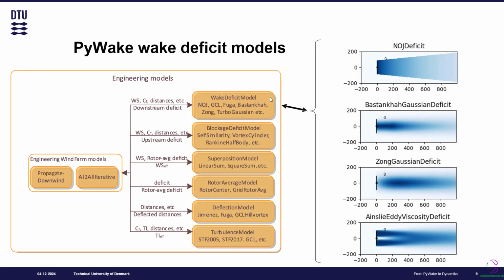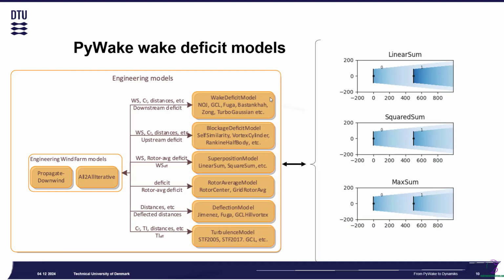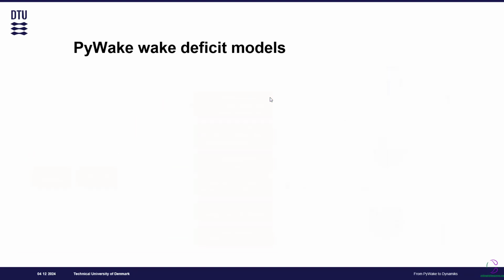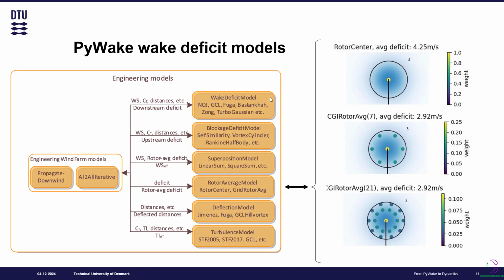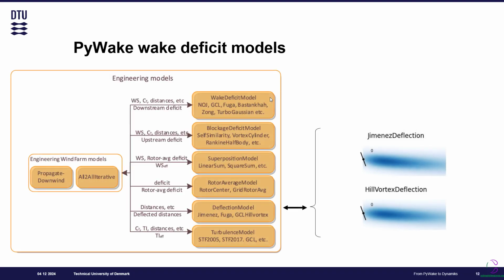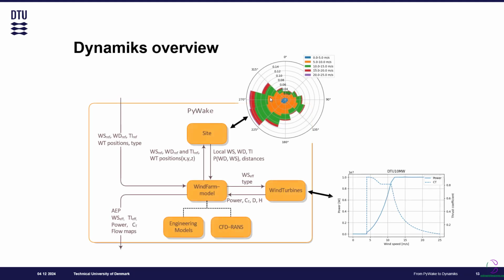So these are some of the models when you elaborate on them in terms of imagery. This is what some of them look like. Superposition model, this is what it looks like. And this is the rotor average model. Then the deflection model. So at every point in time, those models can be applied while using PyWake.